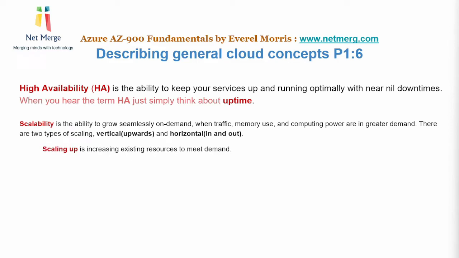Now, scaling up increases existing resources to meet demand. So if you have a server and you want to upgrade the storage capacity of the server, you have 100 gigabytes, for example, you upgrade it to 200 gigabytes, then you use up 150 of the 200 gigabytes. Now you can't scale back down because you have data loss. So that's scaling up. It's single direction.